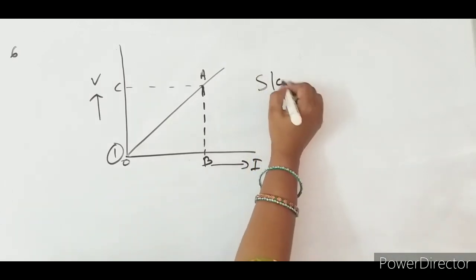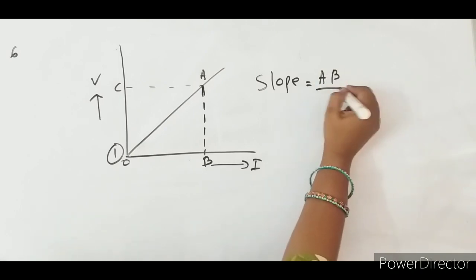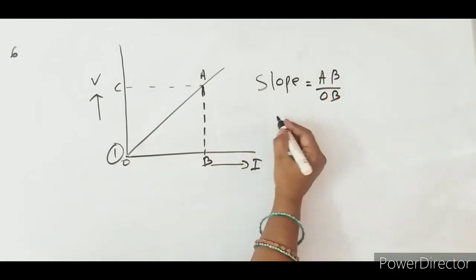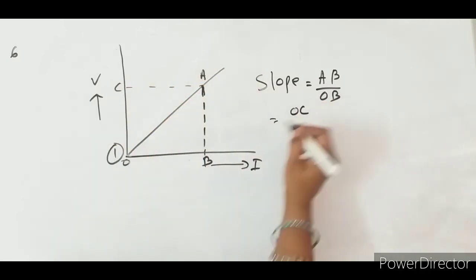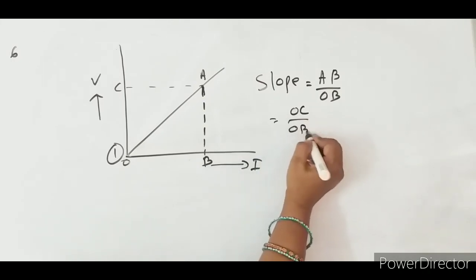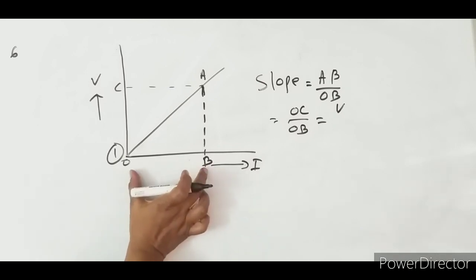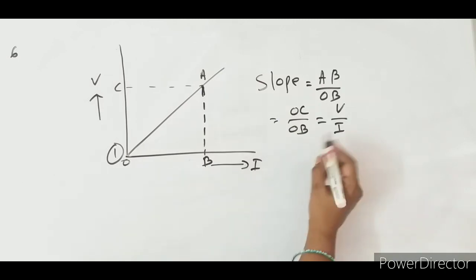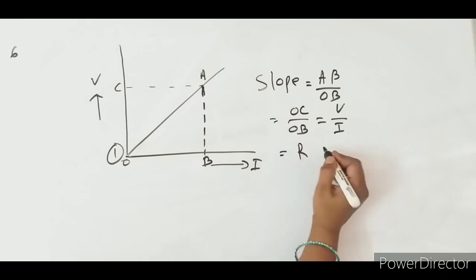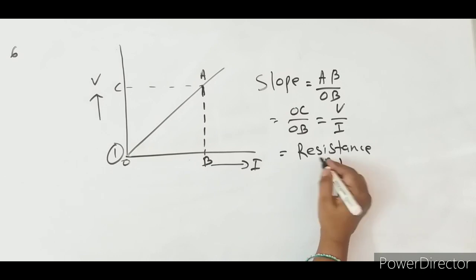Let us take the slope. So slope here is AB by OB. Then what is AB? AB is equal to OC. Here OB will remain the same. OC represents V. What is the value of OB? OB represents I. Clear? And this gives the value of the resistance. This is resistance or R.